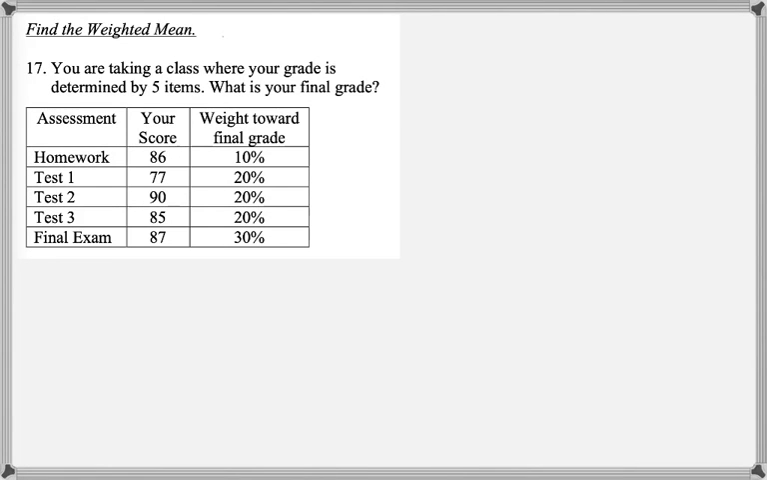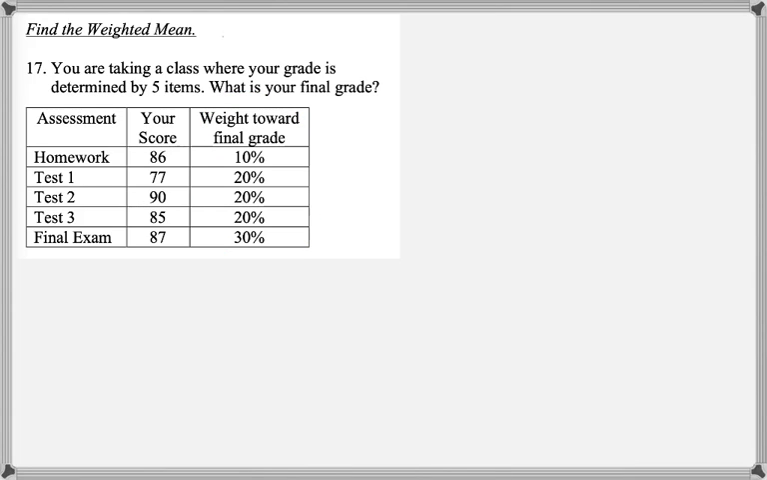So weighted grades are one of the most famous weighted means, and that's what question 17 is looking at. You are taking a class where your grade is determined by 5 items. What is your final grade? So we have our 5 assessments here: homework, 3 tests, and the final exam. These are our scores on each of these, and then these are the weights that these assessments have towards our final grade.